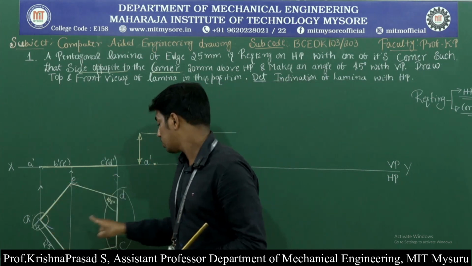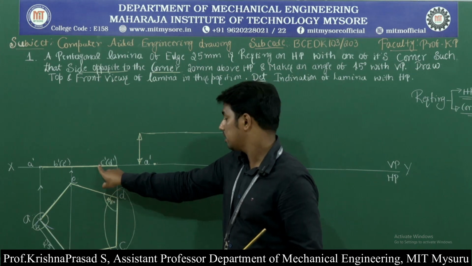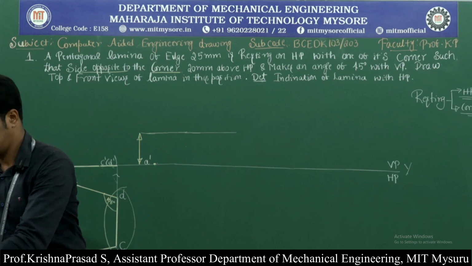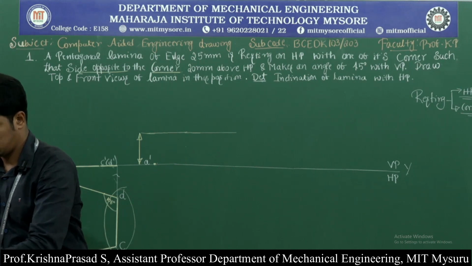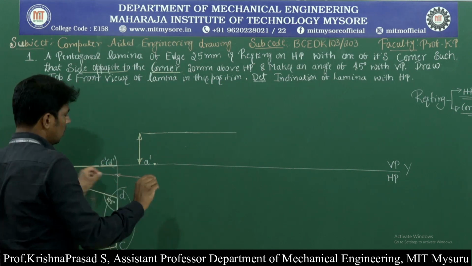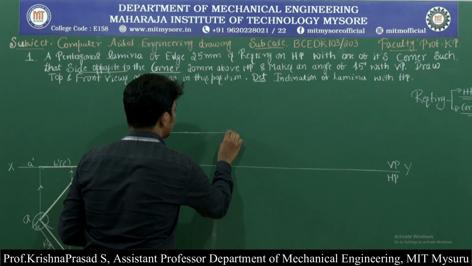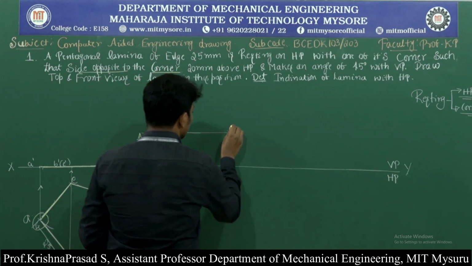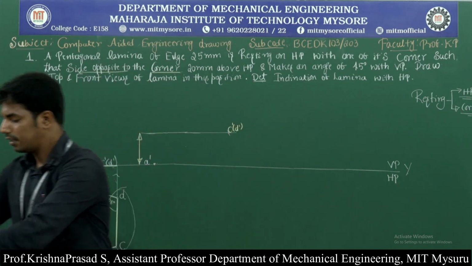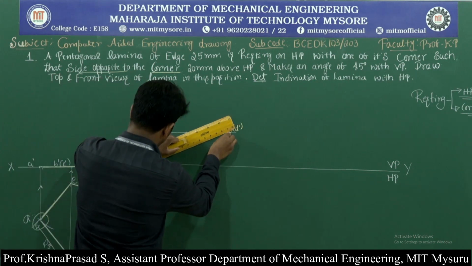Then, what is the side opposite to the corner? That is DC, which in the front view is C dash in bracket D dash. So take the total length in the front view, place the compass here and cut the arc. This point is called C dash in bracket D dash. After that, join with a thin line.